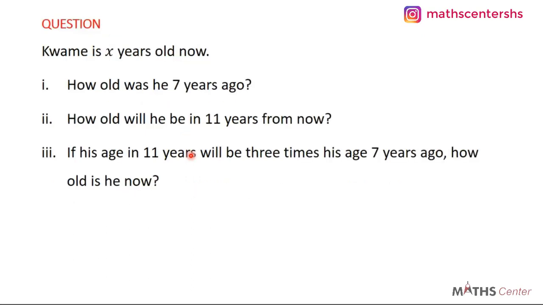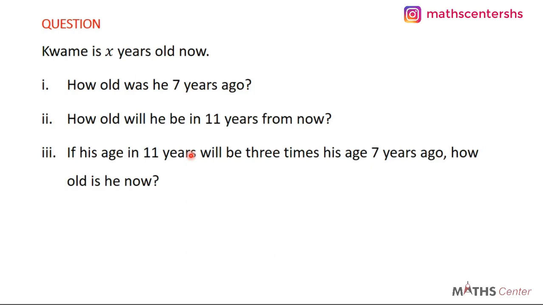Okay, let's take the next question. Kwame is x years old now. So here, the question has even introduced the variable for us, so we have to use that. How old was Kwame 7 years ago? How old will he be in 11 years from now? If his age in 11 years will be 3 times his age 7 years ago, how old is he now?